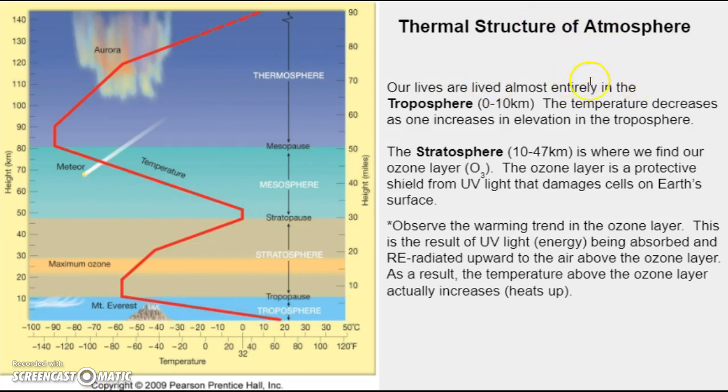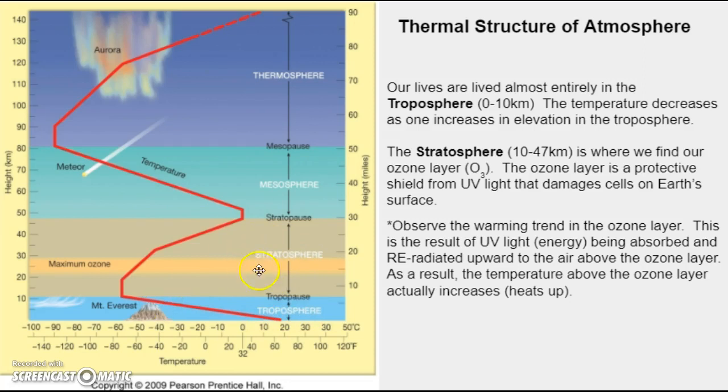Our lives are lived almost entirely in the troposphere, roughly from 0 to 10 kilometers. The temperature decreases as one increases in elevation. So notice, I start off here, average conditions in our atmosphere, roughly 20 degrees C, and it gets cooler as we rise in elevation. Then we have this region here, which is called the tropopause. It's the region that separates the stratosphere from the troposphere.